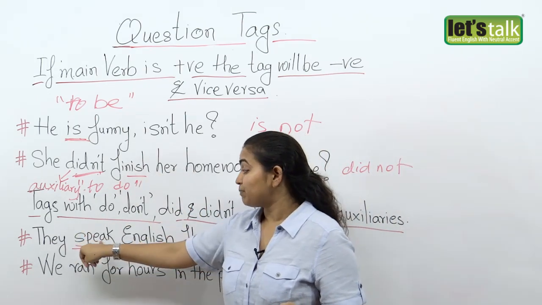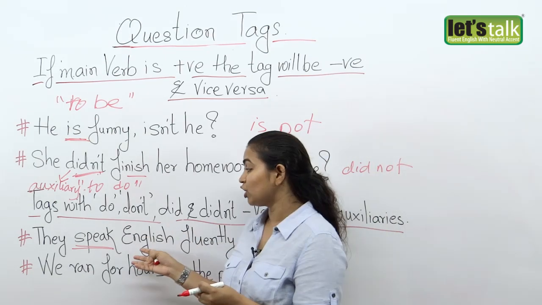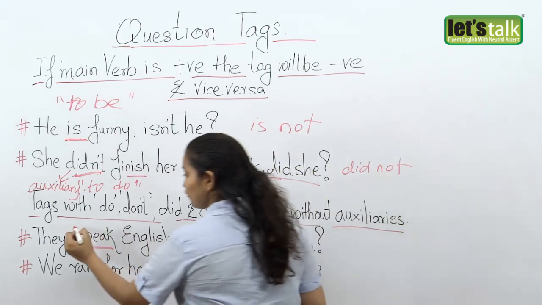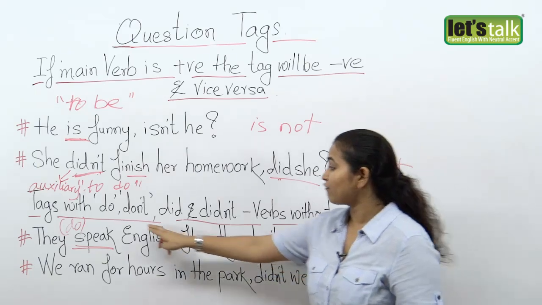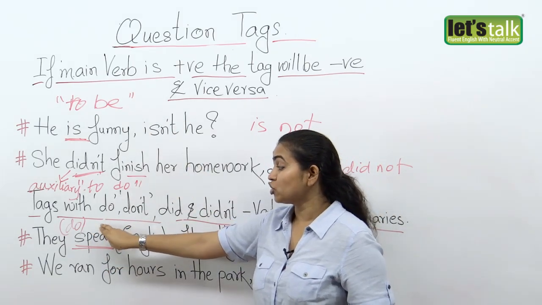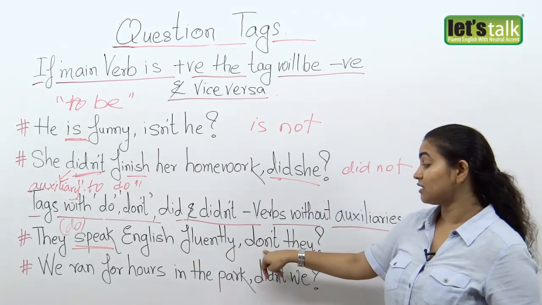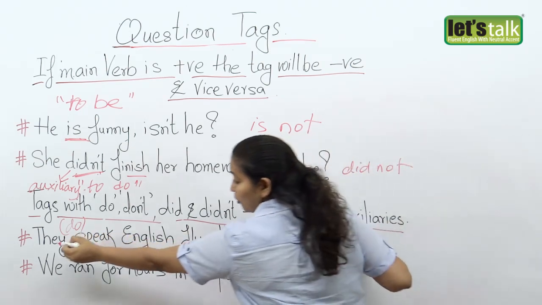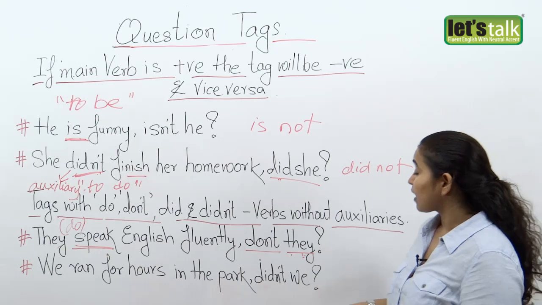Well, "speak" is positive. So when I say "they speak English," I'm referring to doing something, and therefore I'm referring to "they do speak English," and therefore I use rule number 1, which says that if "do" is positive, I will use the negative form of the same word, which is "don't," and then I put the pronoun after the "don't," the negative form.